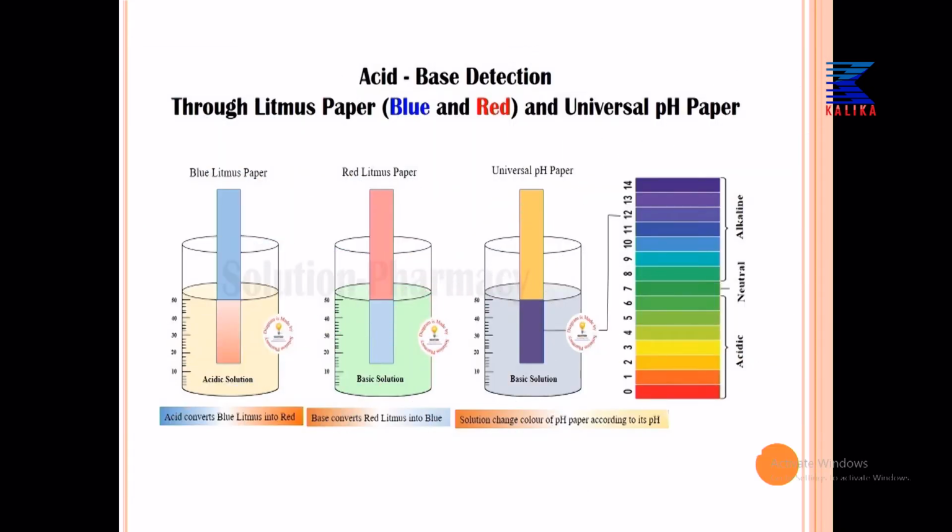Here you can see blue litmus paper. Blue litmus paper when dipped in acidic solution changes into red color. Similarly, red litmus paper when dipped in basic solution changes into blue color. Another one is universal pH paper, we will discuss about it.